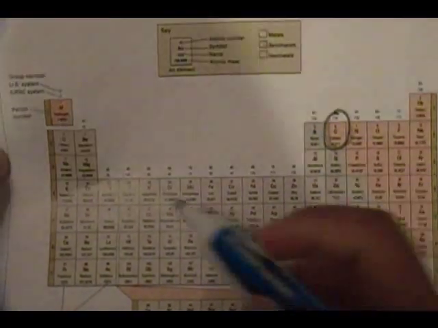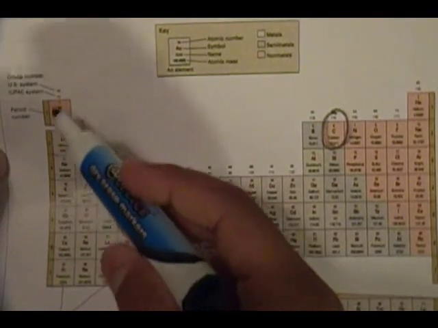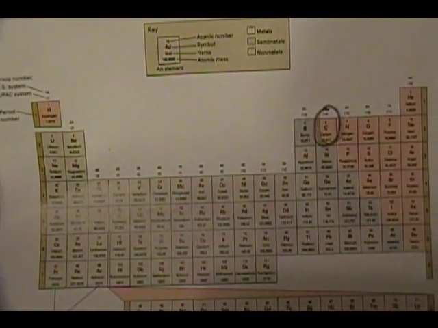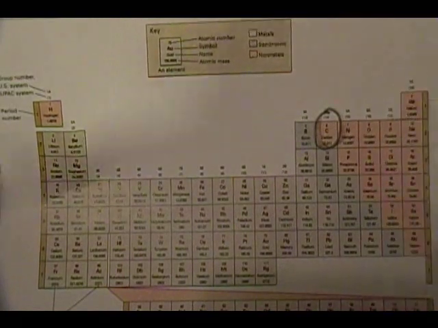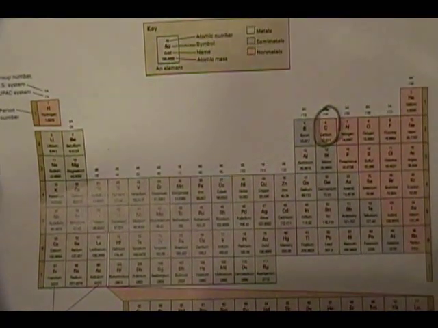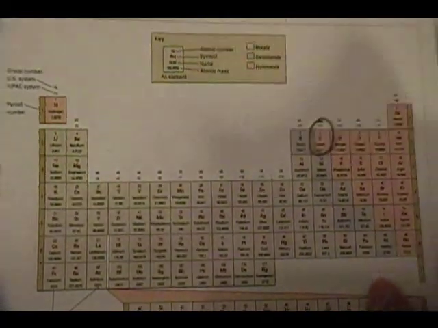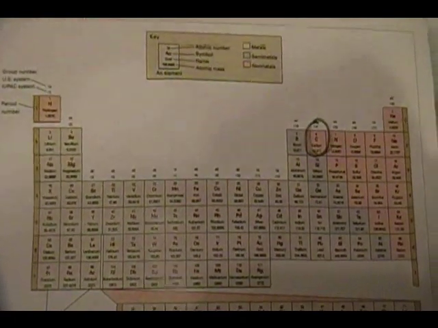Again, we skip the transition elements, so we start from the first column here. 1, 2, 3, 4. That's the valence number for carbon. Let's move on to oxygen. Again, start from here. 1, 2, 3, 4, 5, 6. The valence number for oxygen is 6, and all the valence number is saying is that there are 6 electrons in the outermost shell for oxygen.